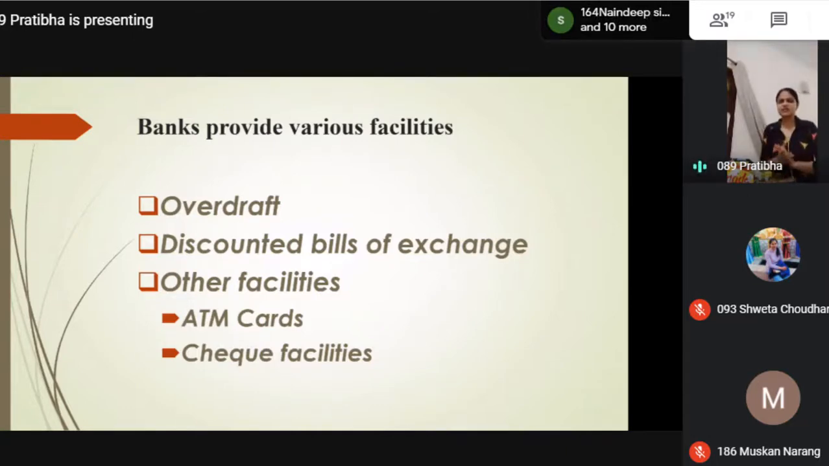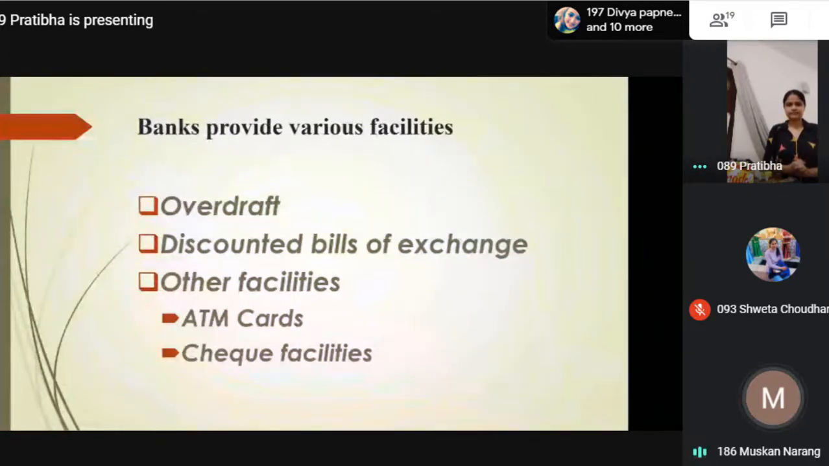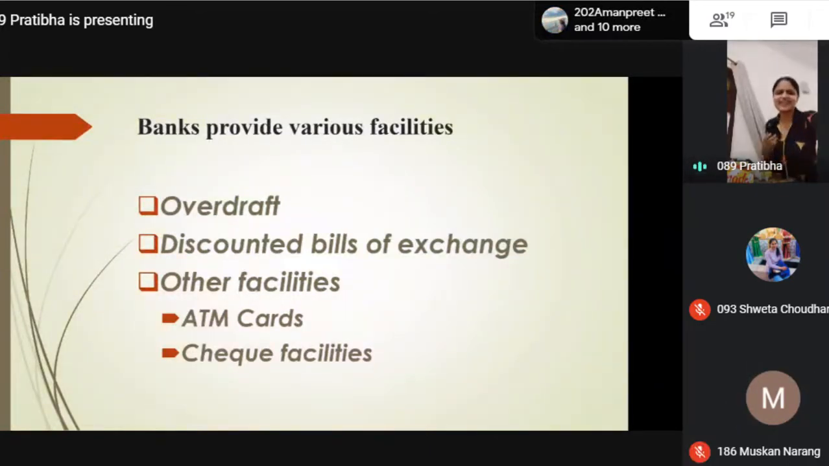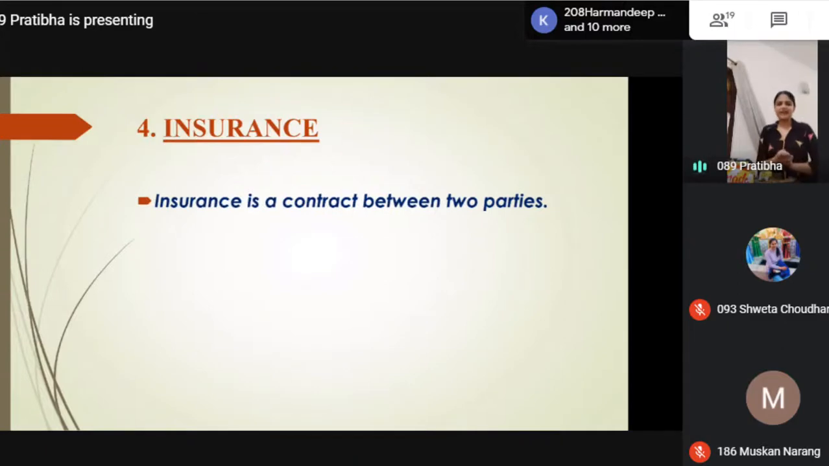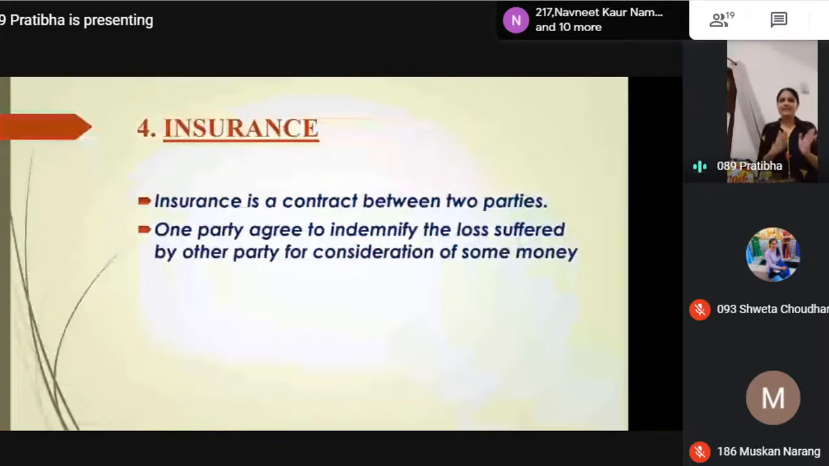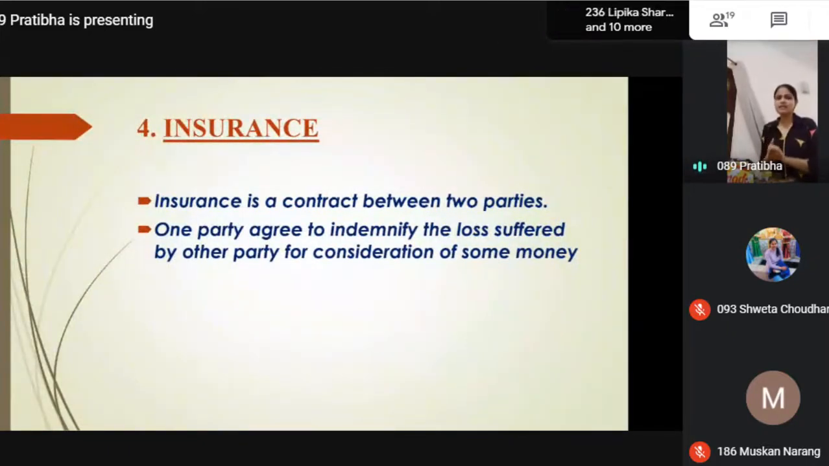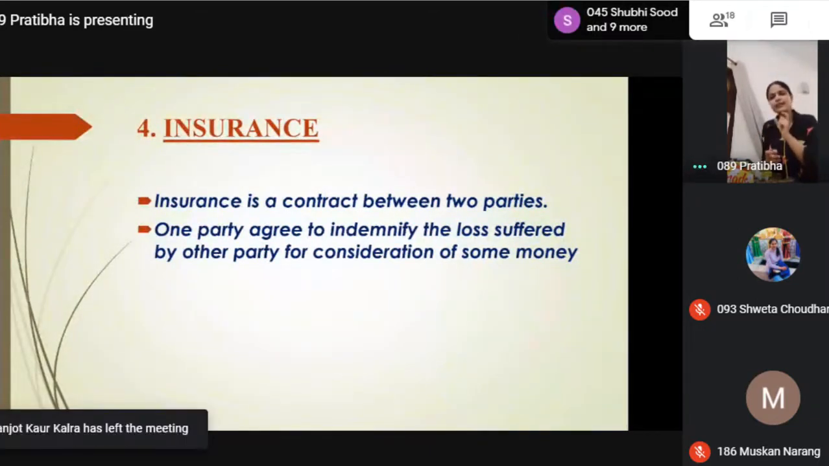Before proceeding to the next topic, I have one question for you. Tell me, which facility is available to overcome the risk? Insurance. Yes, very good. Next point is insurance. Insurance is a contract between two parties where one party agrees to indemnify the loss suffered by the other party for consideration of some money. Some money is known as premium.